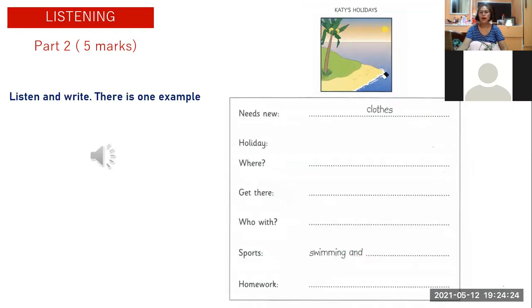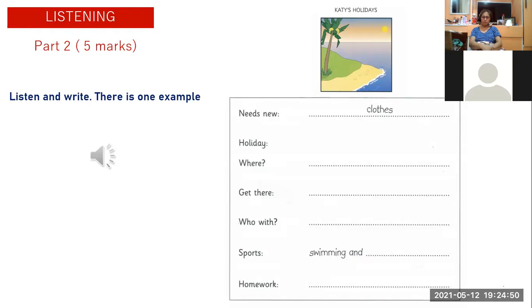Okay, so now let us have this. Kindly listen to me about Katie's holiday. What do you think happened to Katie's holiday? She needs new clothes. Okay. Part 2. Listen and look. There is one example.